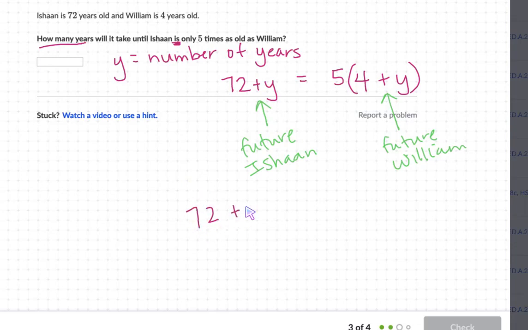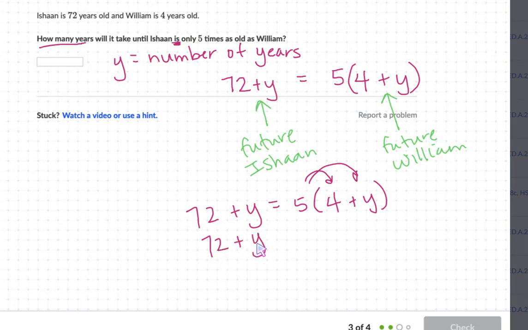We only have one equation, so we're going to solve it like a normal equation. Sometimes you're going to have more than one equation, and then you'll have to use your system of equation methods. But for most of these age problems, you'll just have one equation. So here I know I have to multiply by my parentheses. So I end up with 72 plus y equals 5 times 4 is 20, 5 times y is 5y. So we end up with 72 plus y equals 20 plus 5y.